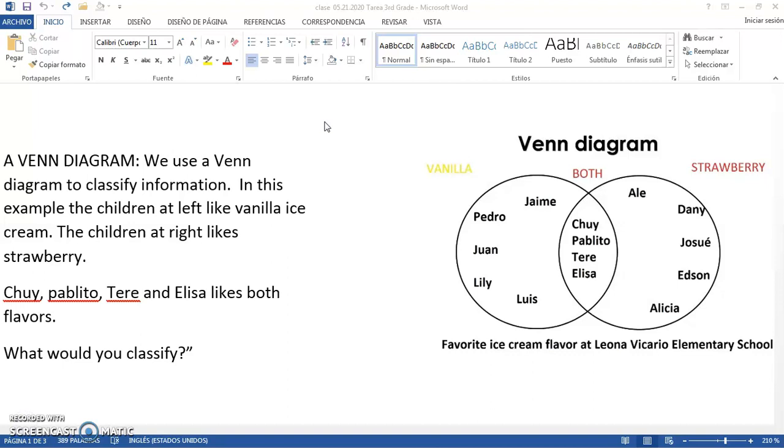We use a Venn diagram to classify information. In this example that you have on the right, we have children that like vanilla ice cream and children that like strawberry ice cream. But there are people that like both flavors. Hay gente que le gustan los dos sabores. These people here like vanilla. These people here like strawberry. But Chuy, Pablito, Terry, and Elisa like both of them. Okay? Please copy this example and the text.